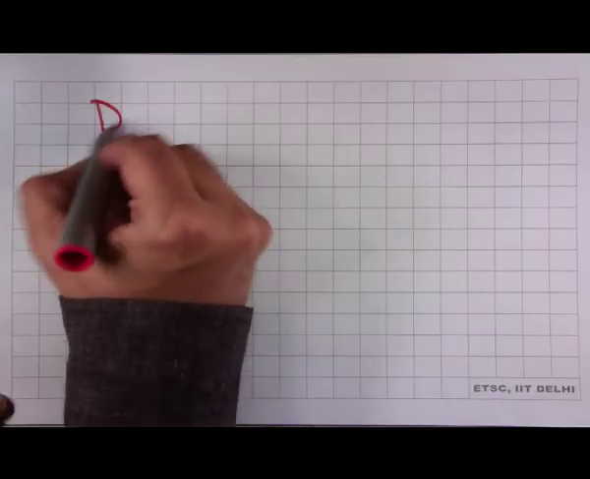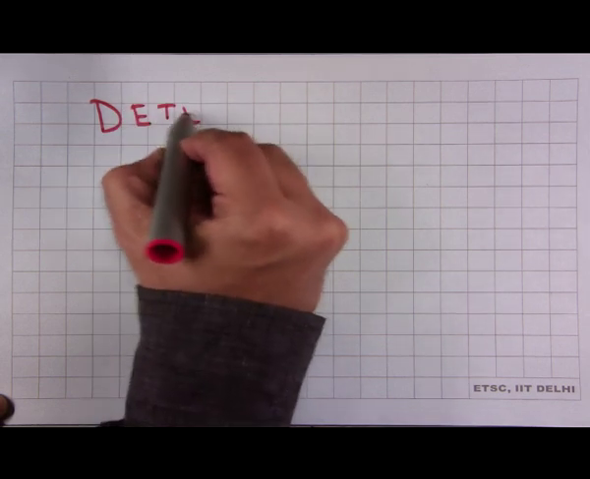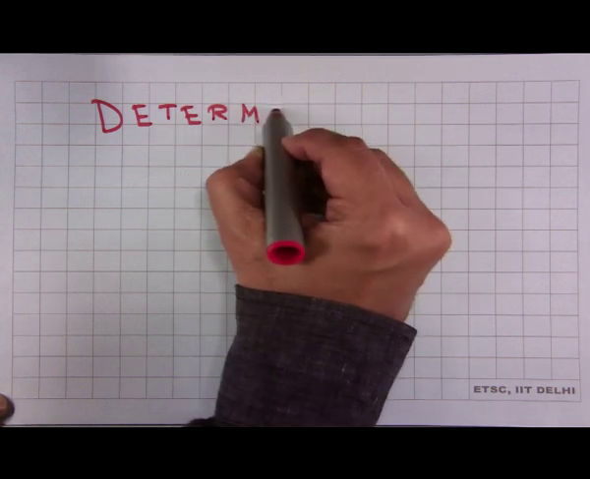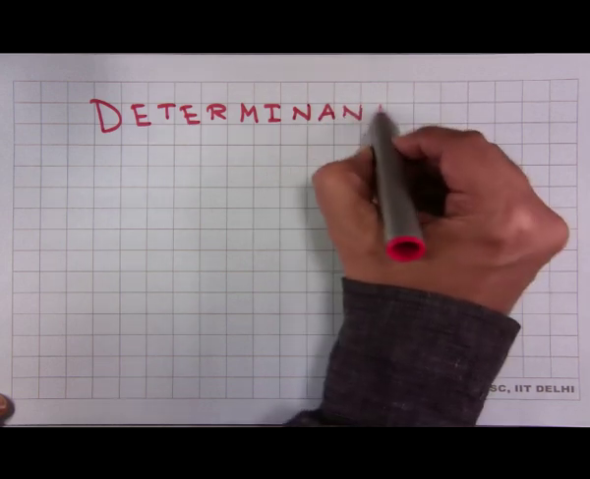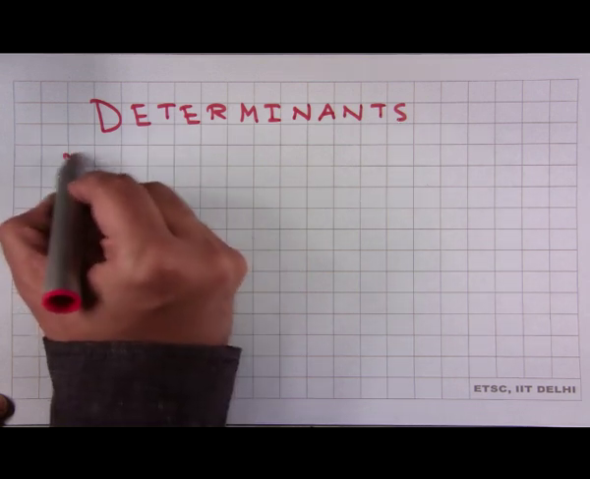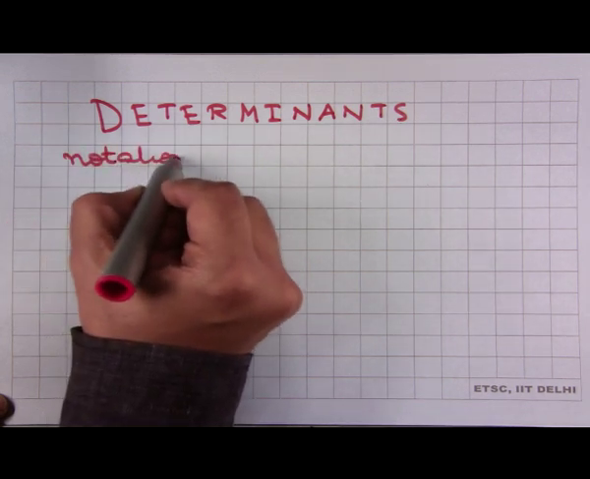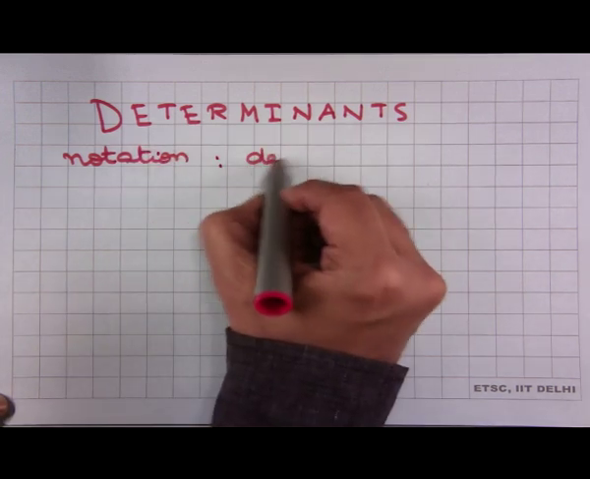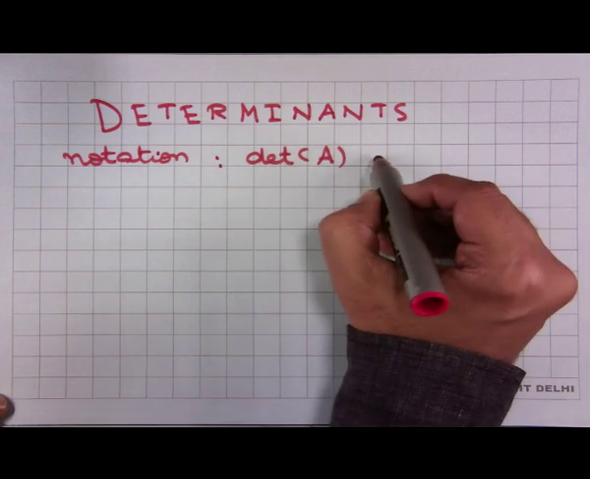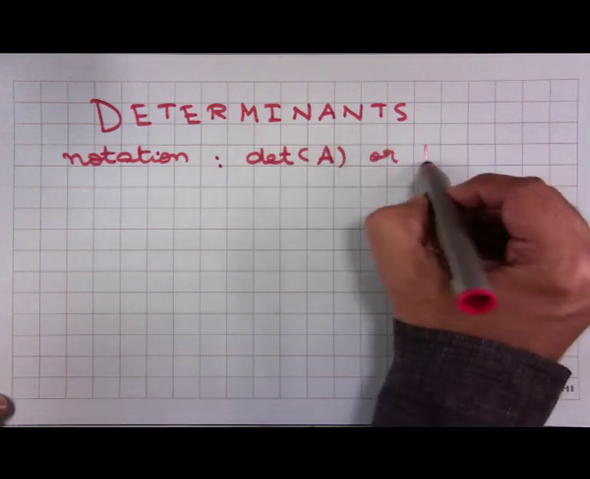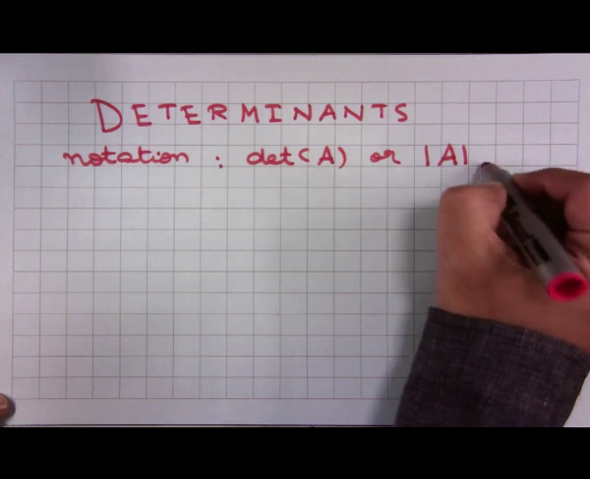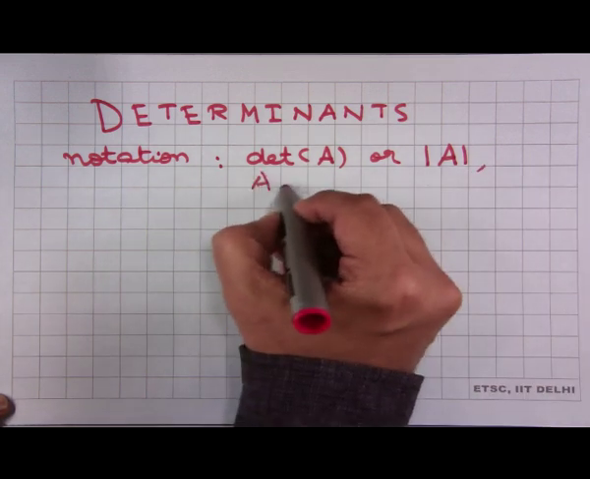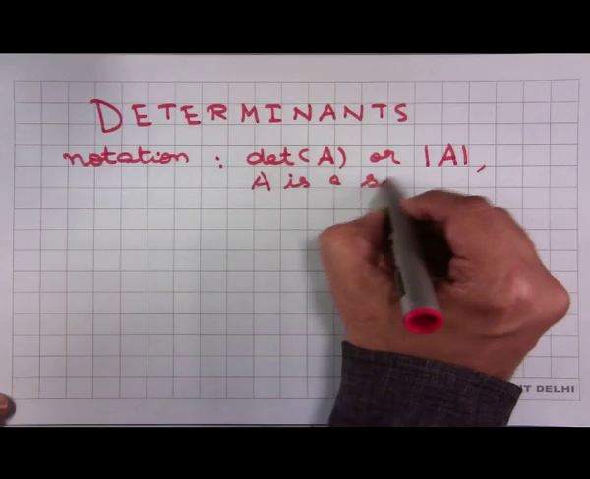So, going back to what we want to do, let us say determinants. Rather than writing the longer word, determinants, we will use a notation, either DET, determinant of A, or simply we will put it in these two vertical lines, and we will note that this A is a square matrix.